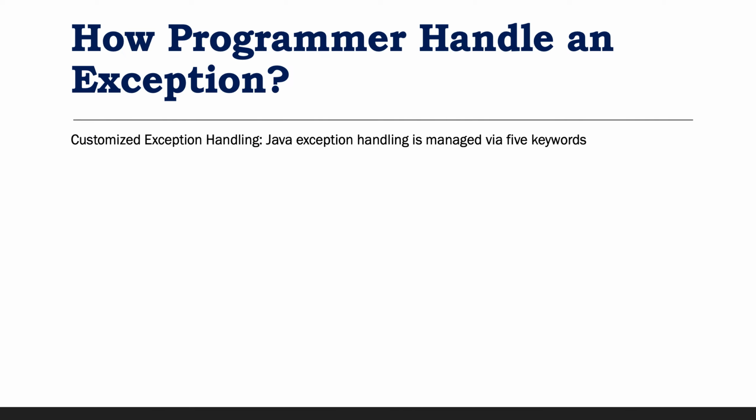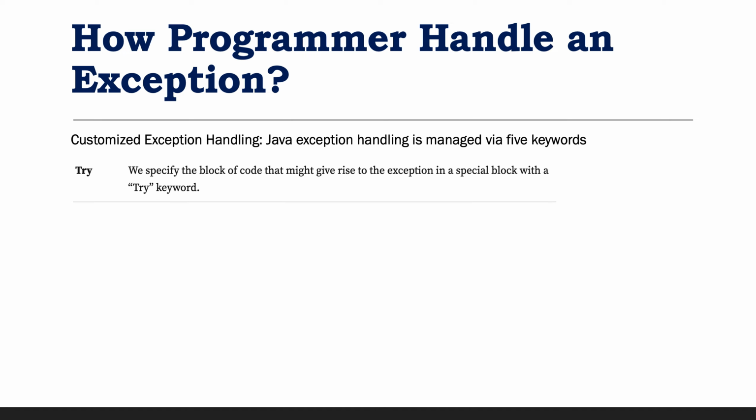Basically, a programmer can handle the exception in a customized exception handling way. Java has provided 5 keywords, and using those 5 keywords the programmer can handle exceptions. So what are those 5 keywords? The first is the try block. What is the try block? Basically, we put all the code which might raise an exception, based on our experience or understanding, inside the try block.